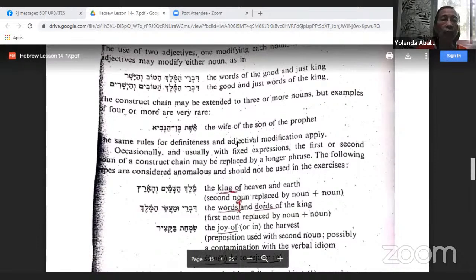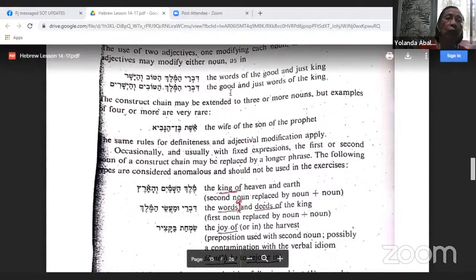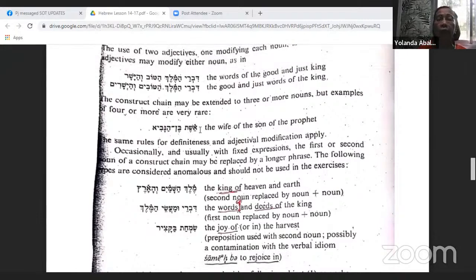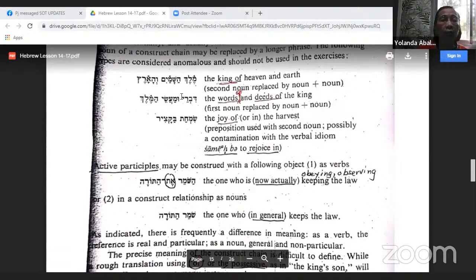Yeah. Okay, then you have Ishet ben HaNavi. Ishet, the wife, ben, son of HaNavi, the prophet. Bakit gumagamit ito lahat ng of? Sapagkat nasa genitive lesson tayo. Genitive case of the. Then we have Melech HaShamayim VeHaAretz. Melech, the king, HaShamayim, of the heavens, VeHaAretz, and the earth.